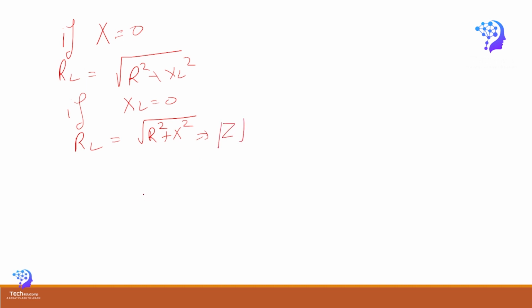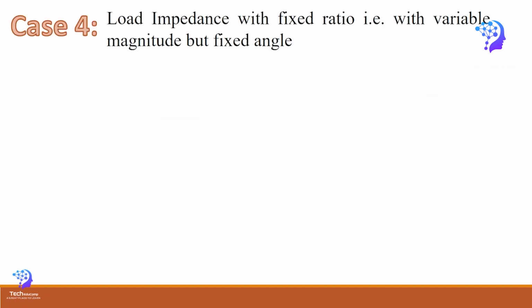Okay, internal impedance. So why are we putting X or XL equal to 0? Because I want to find out the maximum power transfer. I want to find out the maximum power. So this was the case number 3.